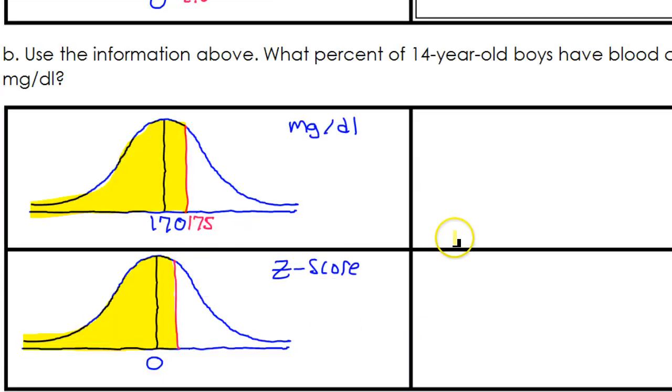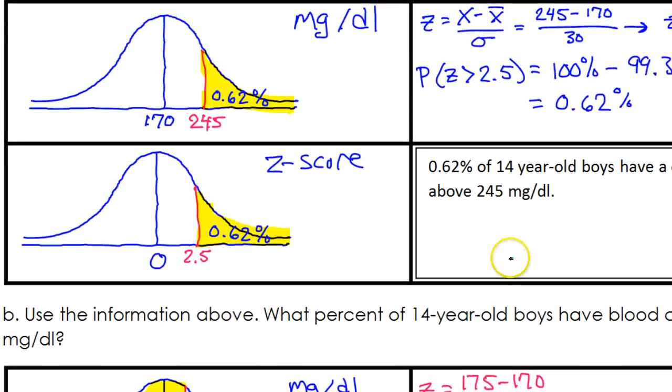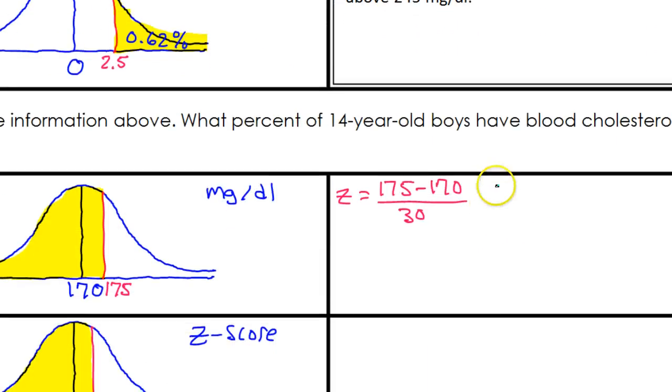Alright, but speaking of z-scores, I know I need to calculate the z-score. So let's find the z-score for 175. I know my z-score is going to be the value that I've got, 175, minus the mean, which is 170, divided by the standard deviation, which I believe was 30. Okay, from the other problem I remember that. So just put this in your calculator and you'll have your z-score. Alright, I'm getting a z-score of 0.17.